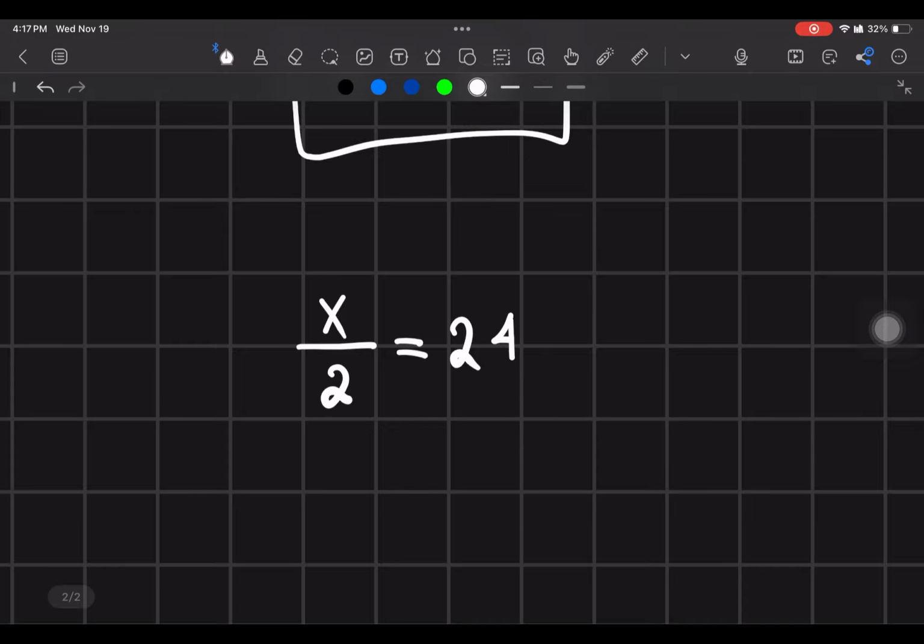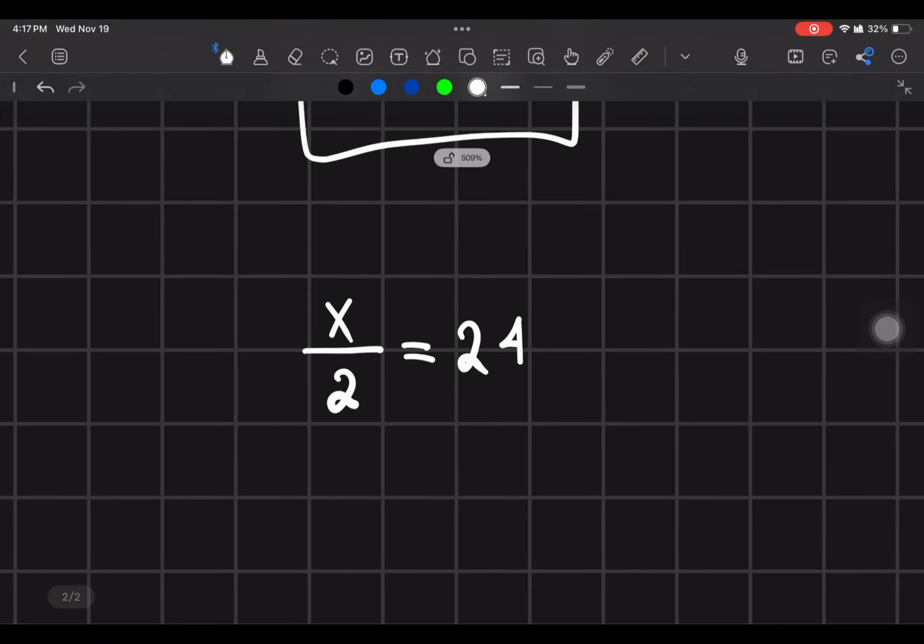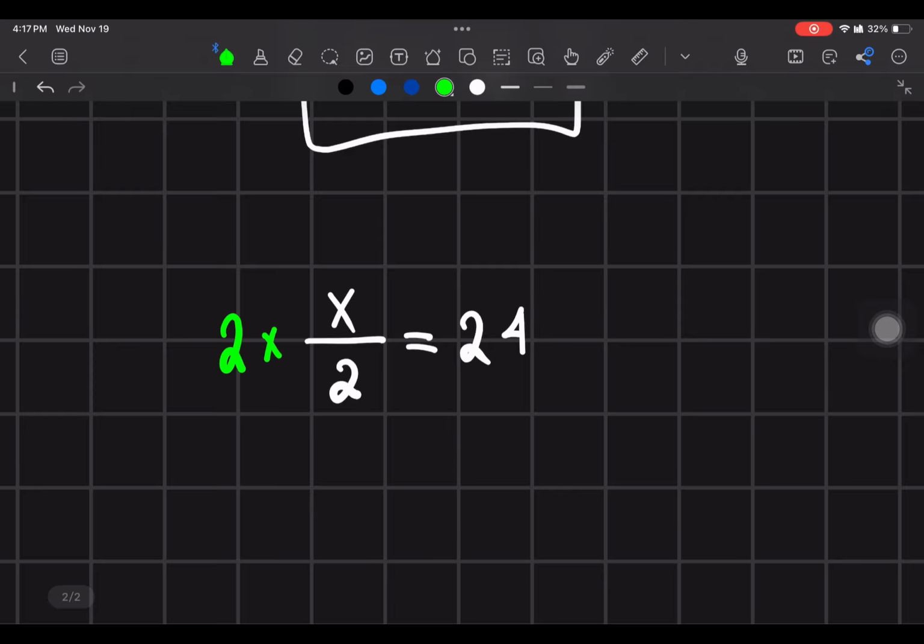So if we remember the steps from earlier, we have to take note of the operation, which in this case is division, and utilize the opposite operation. So what is the opposite of division? It's multiplication, right? So what we can do here to isolate x is to multiply, sorry, let me change the color, multiply both sides by 2.